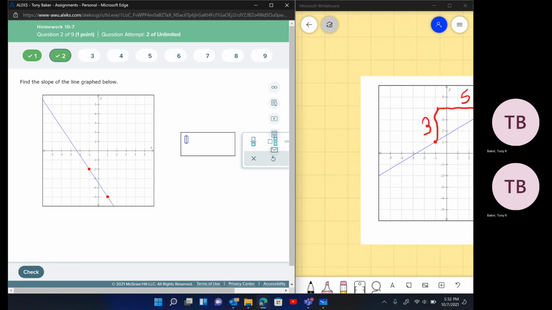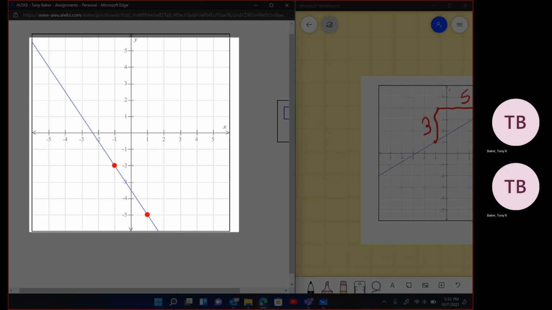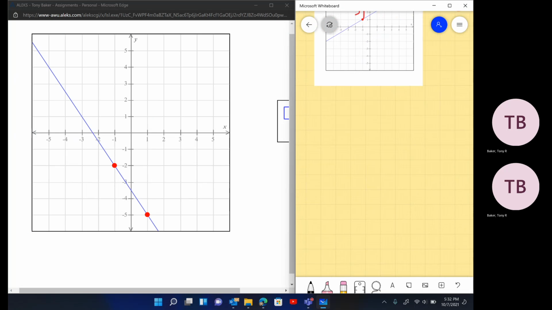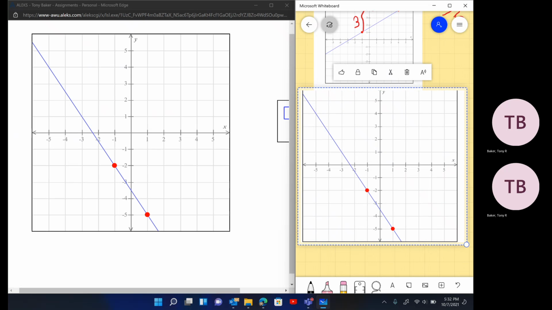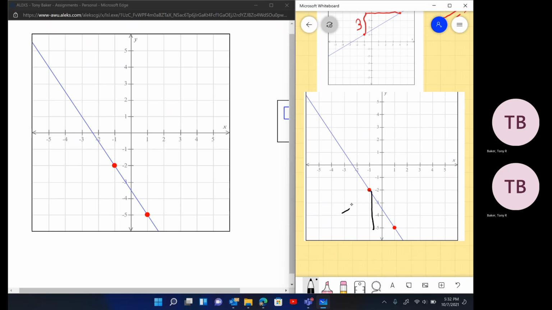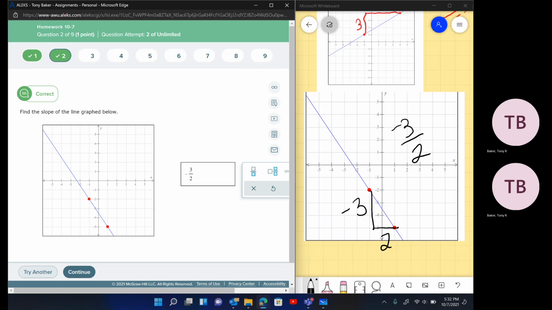Now this one, I'm going down, correct? So actually, let's do this one. In this case, I'm going to go down. So that's -3, and then over 2. Since I'm always going to the right, the bottom number is always positive. So this slope is -3 over 2. Questions with that? Are we good?